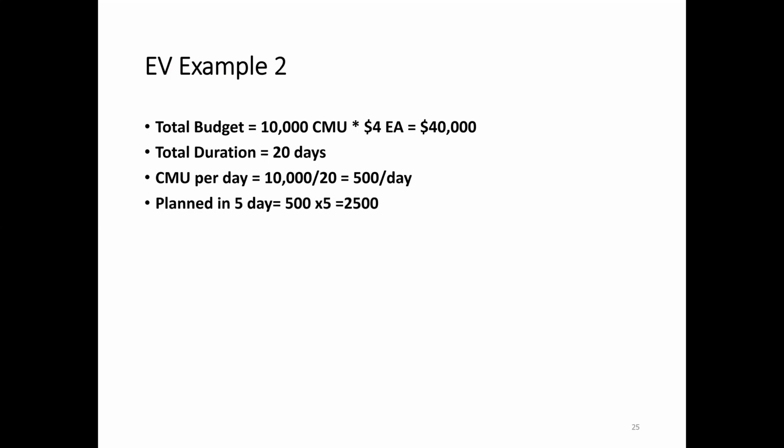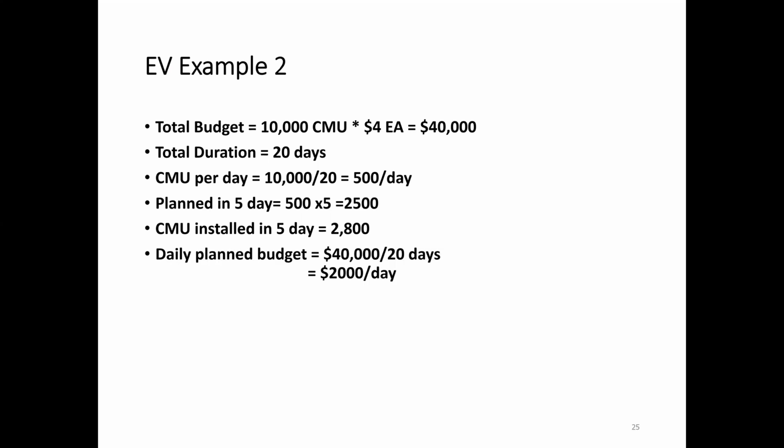So in 5 days, we should have installed 500 multiplied by 5, so 2,500 concrete masonry units. But actually, he has installed more, 2,800. The concrete masonry units installed in 5 days is given as 2,800. So it means he is building fast.